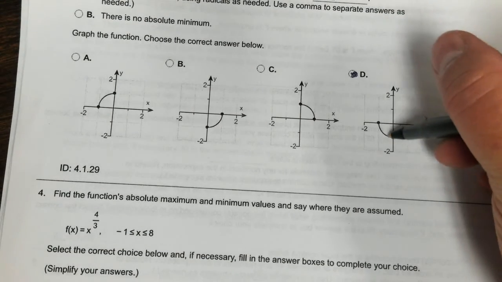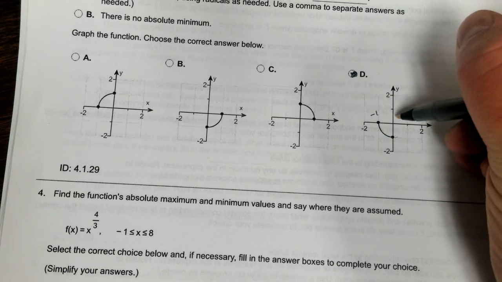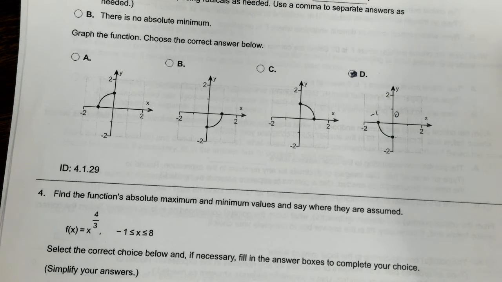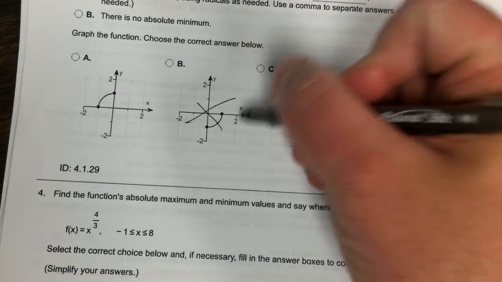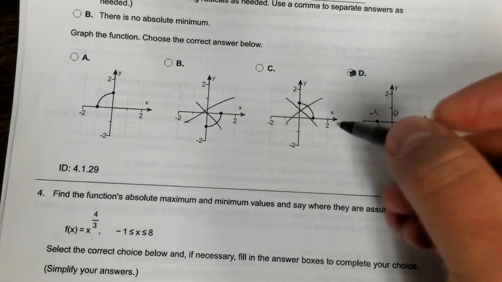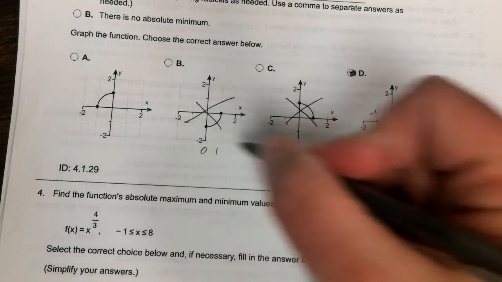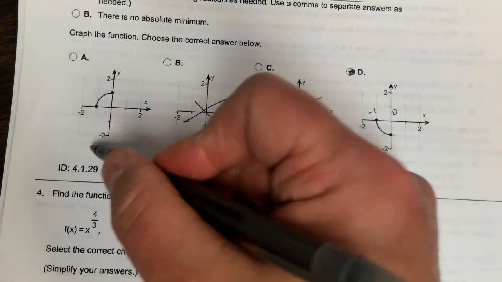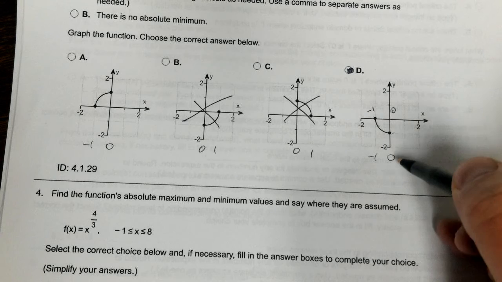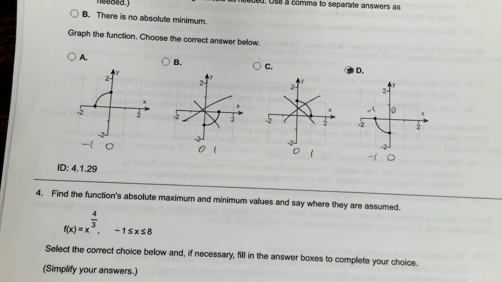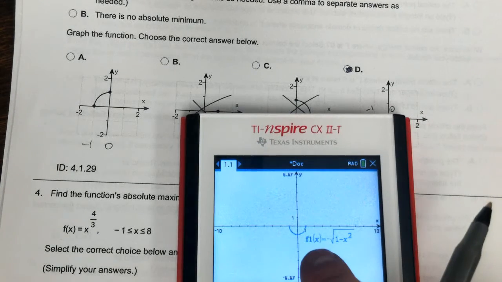Because it was this part from negative 1 to 0. So, of course, it could not be that one or that one based on the interval from 0 to 1. And this is negative 1 to 0, and this is also negative 1 to 0, but we had the lower side.